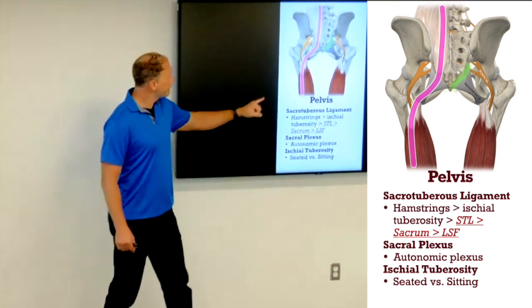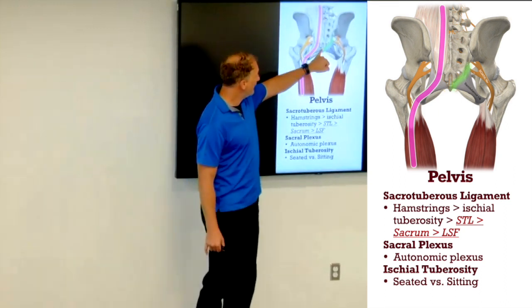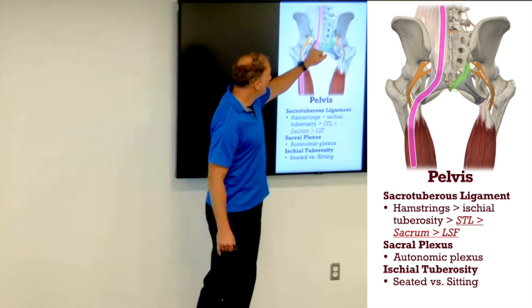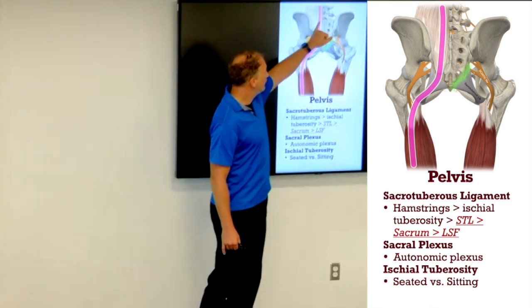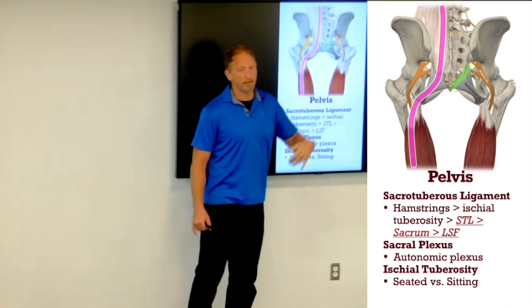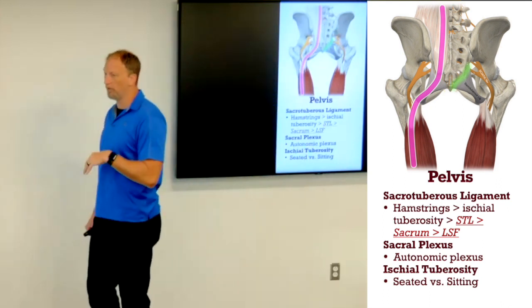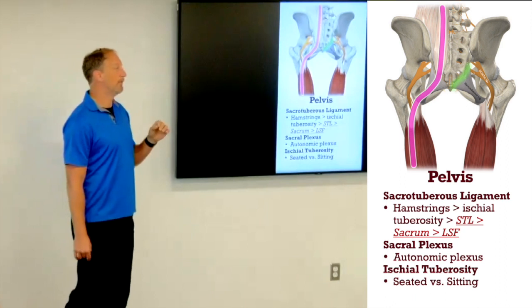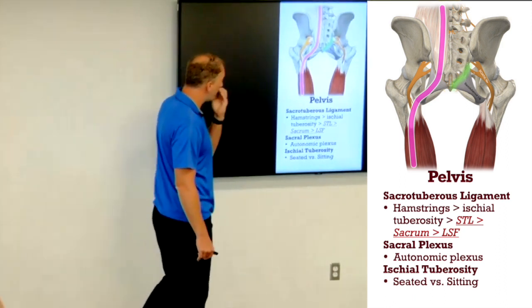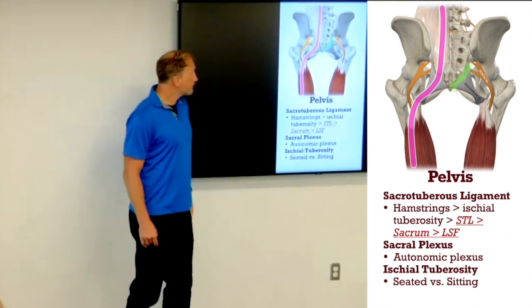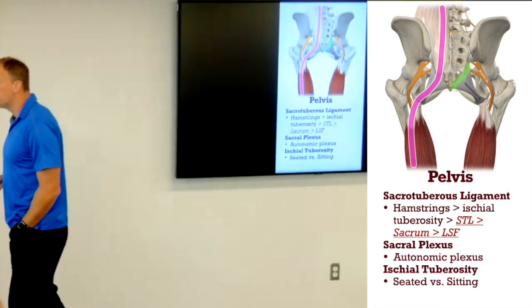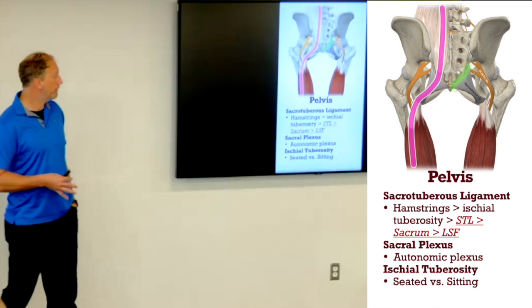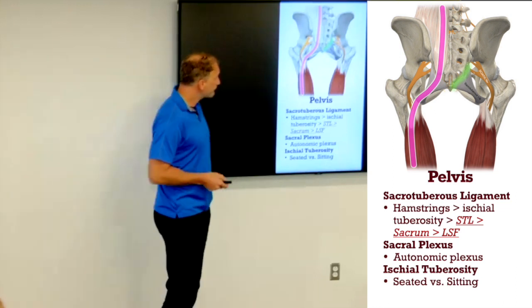The sacrotuberous ligament goes from the ischial tuberosity up into the sacrum, and then it actually blends in. It has some superficial fibers that blend into the erector muscles, the sacrolumbar fascia, for that continuation to occur. Why is that important? I'll talk about that in another slide or two.